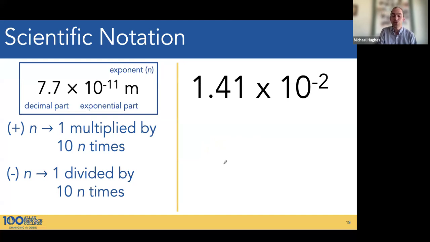1.41 times 10 to the negative 2. Same idea. We'll start with the value 1.41 between 1 and 10, our decimal part. We're going to have to add some zeros, but in this question, we're going with a negative n value. So we'll be moving the decimal point to the left in the less than 1 direction. So we'll need to add zeros on the other side. Let's see. So we're going to go from here, 1.41, 1, 2 times. So we'll have 0.0141 as our value.